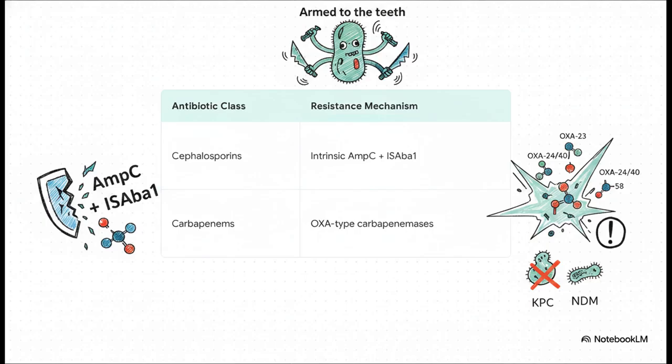But the real nightmare scenario is the carbapenem resistance. Notice that this is driven by OXA-type carbapenemases, specifically OXA-23, OXA-24/40, and OXA-58. This distinction is vital for your exams. If you see OXA-type enzymes in a question stem, think Acinetobacter. Do not confuse it with KPC or NDM, which you'll typically see in Enterobacterales.